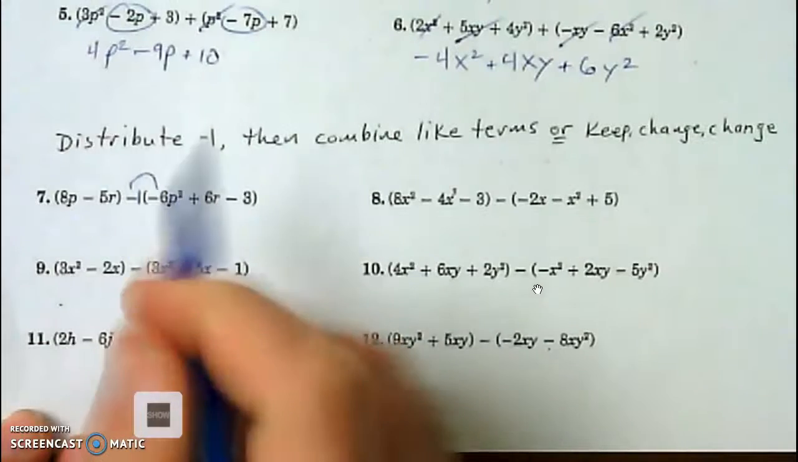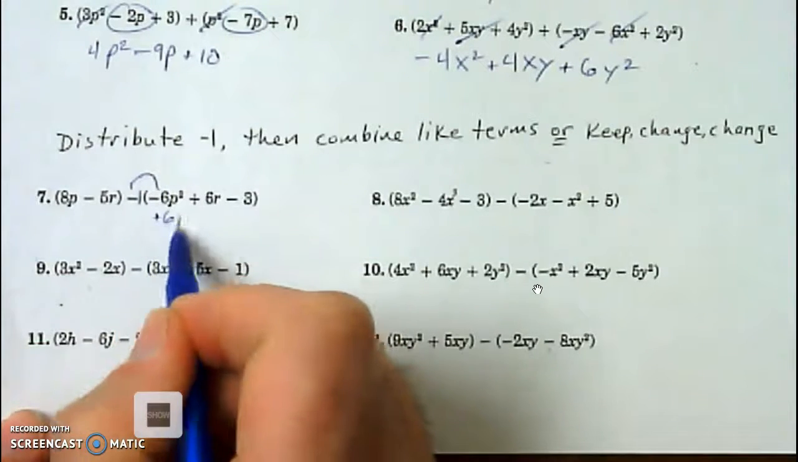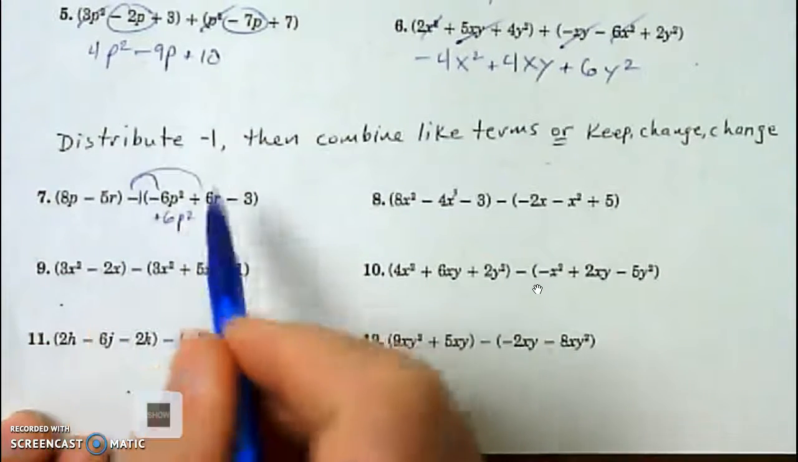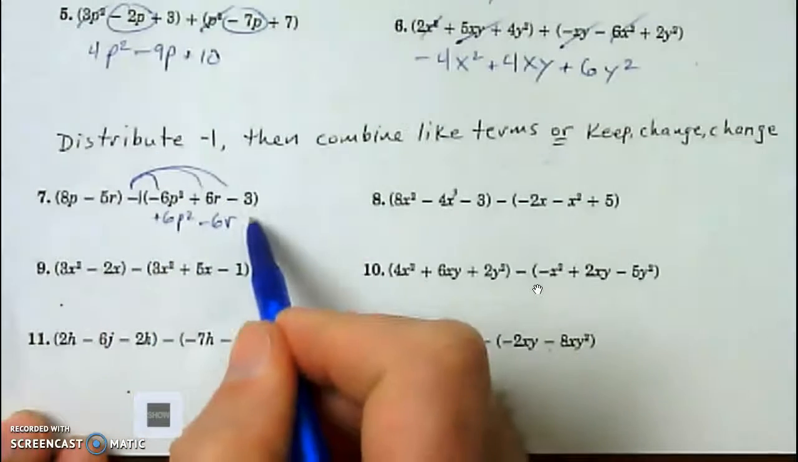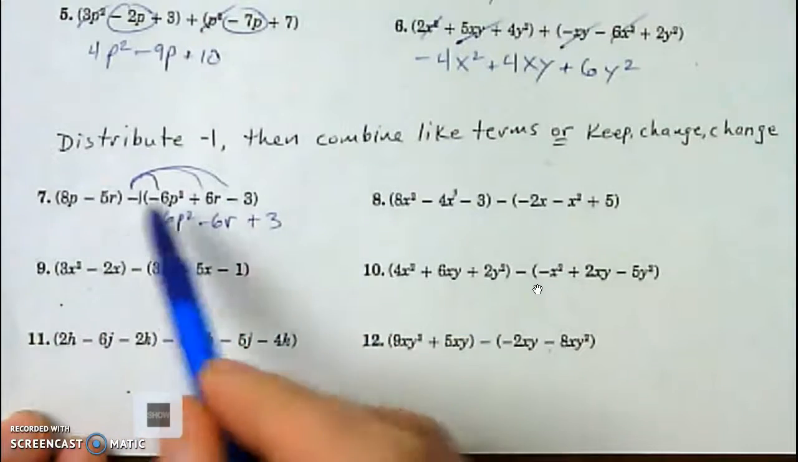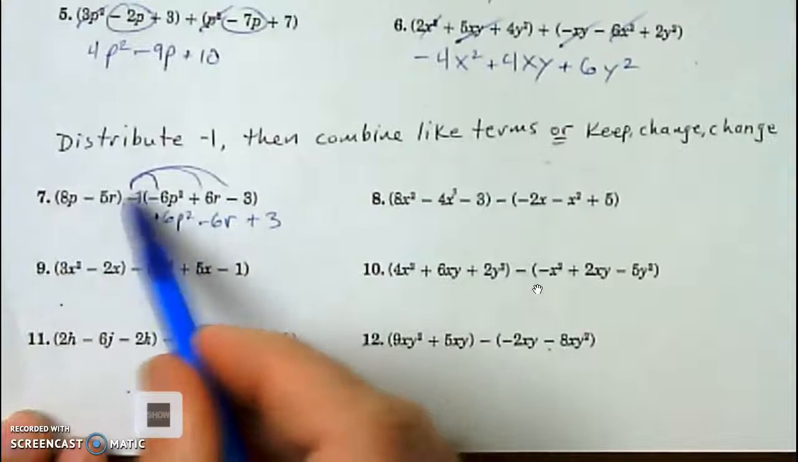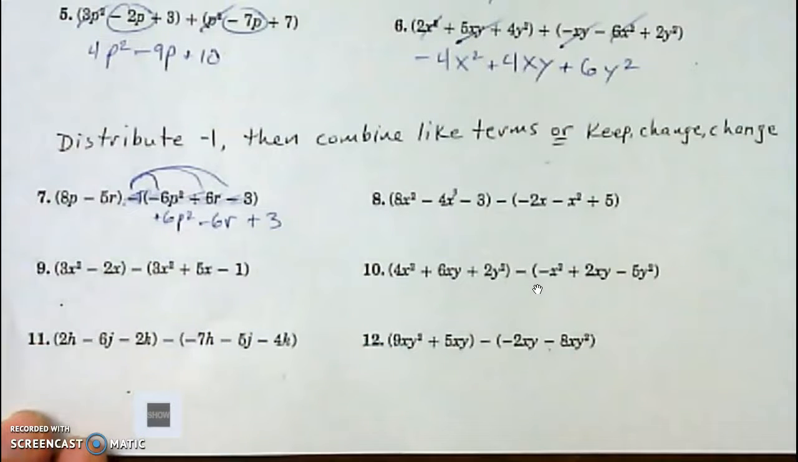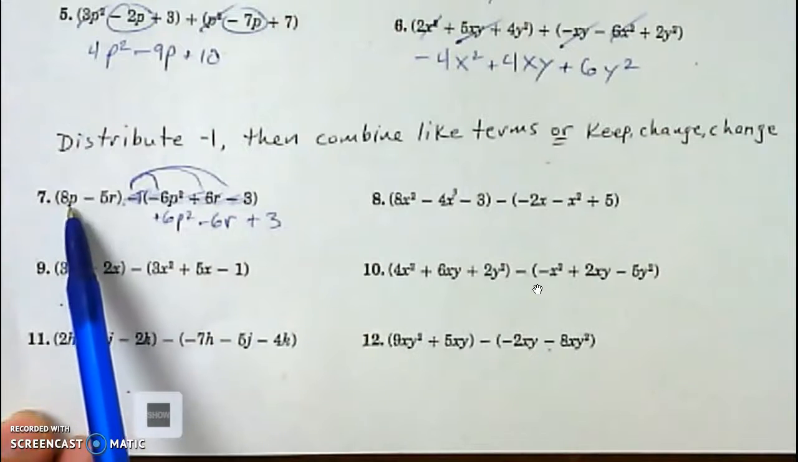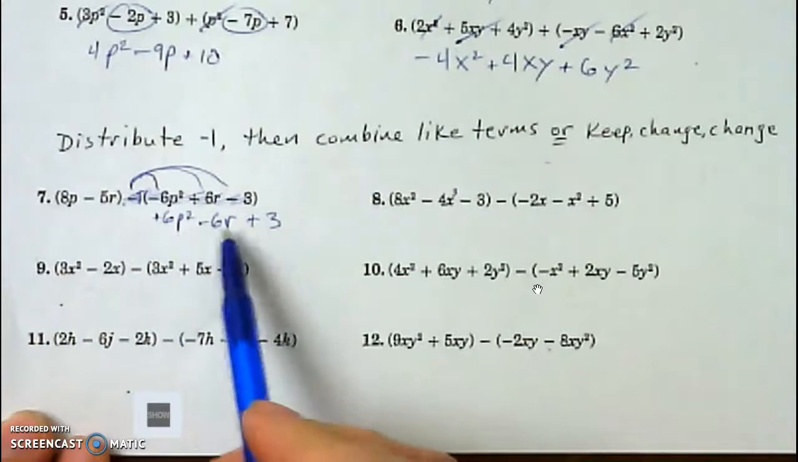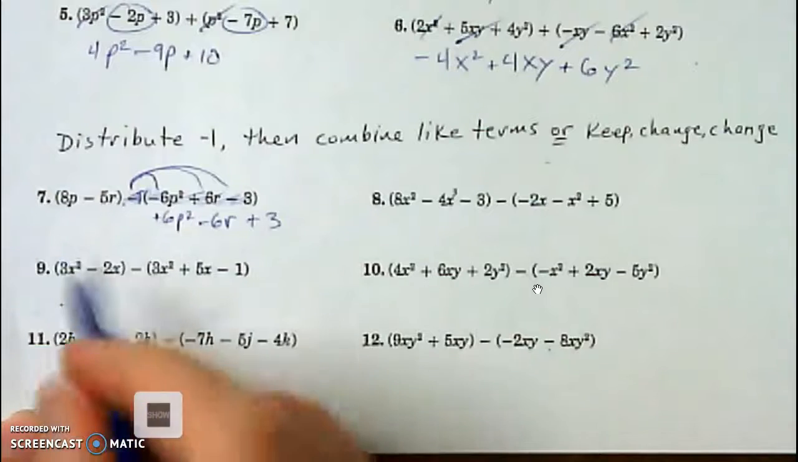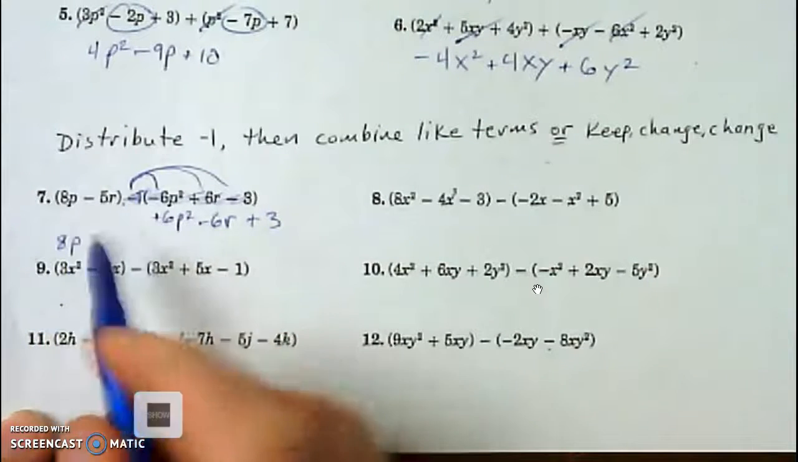When you distribute negative times negative, all it's doing is changing my signs. Negative 6r, and negative 1 times negative 3 is positive 3. Now, I don't really need to look at this anymore. I distributed negative 1. And now I just add 8p. There is no like term for that. Okay, that's just going to show up in my answer.